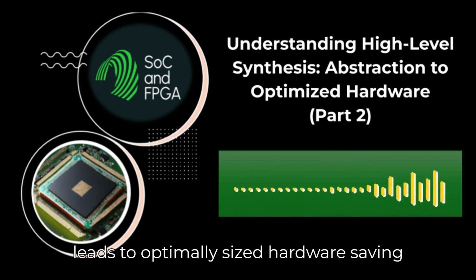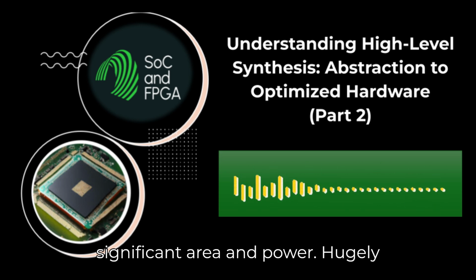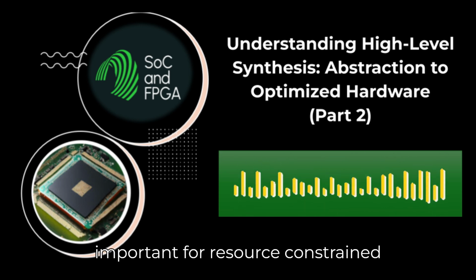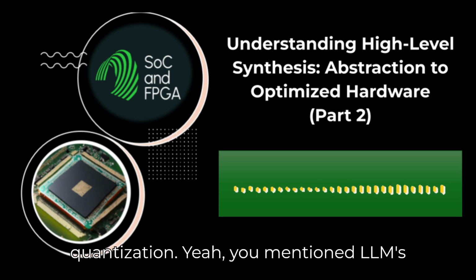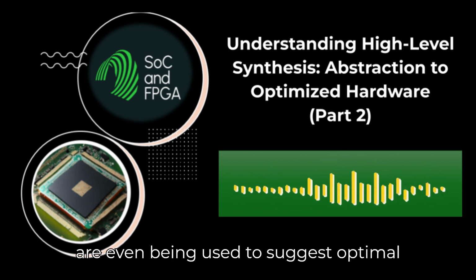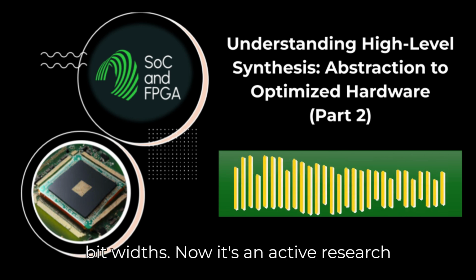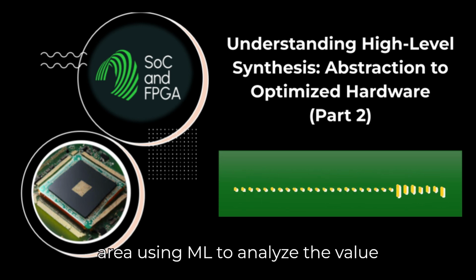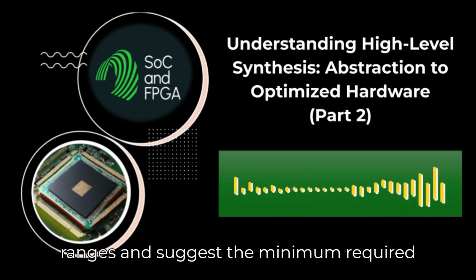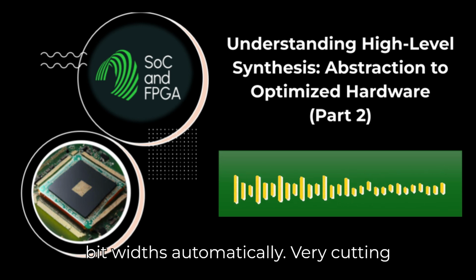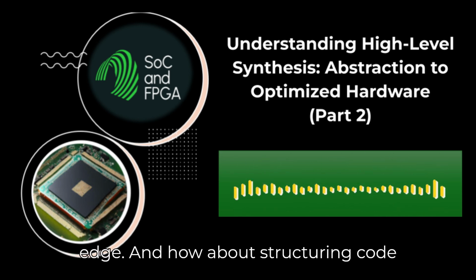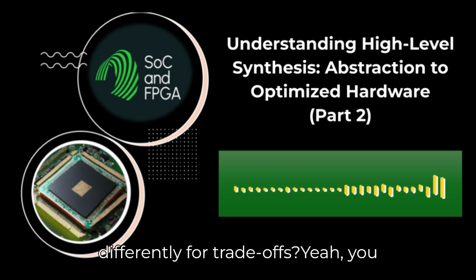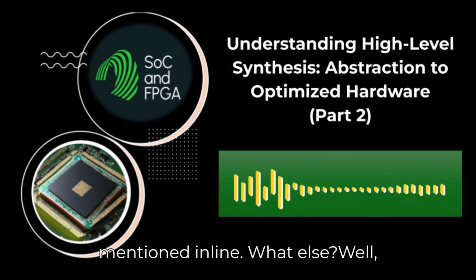Exactly. It leads to optimally sized hardware, saving significant area and power. Hugely important for resource-constrained designs, especially in AI/ML with quantization. Yeah, you mentioned LLMs are even being used to suggest optimal bit widths now. It's an active research area, using ML to analyze the value ranges and suggest the minimum required bit widths automatically. Very cutting edge. And how about structuring code differently for trade-offs? Yeah. You mentioned inline. What else?